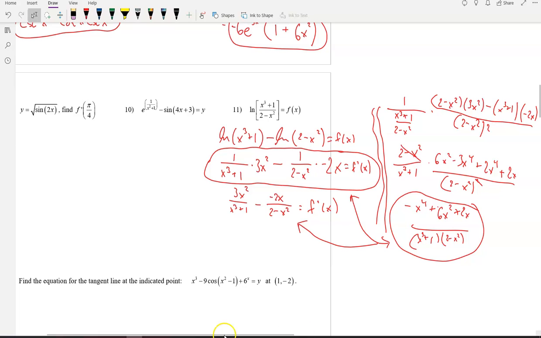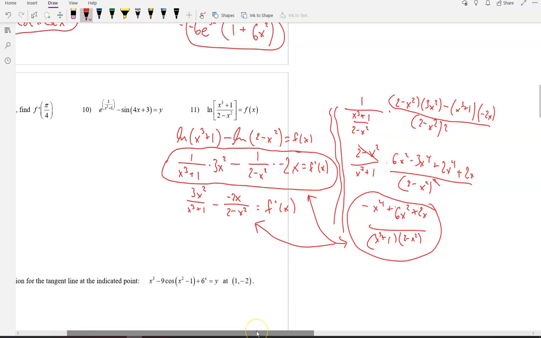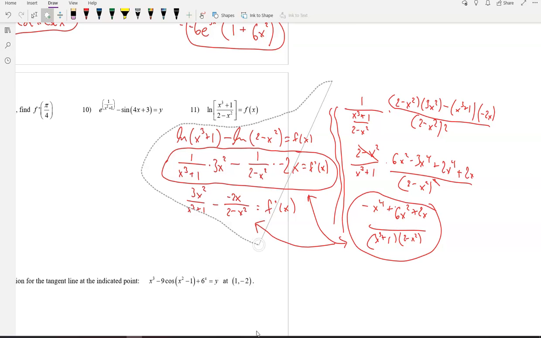So let me see here if I can give myself a little more space. I'm going to lasso this whole thing here. Oh nuts! That was not a good lasso. Try again here.